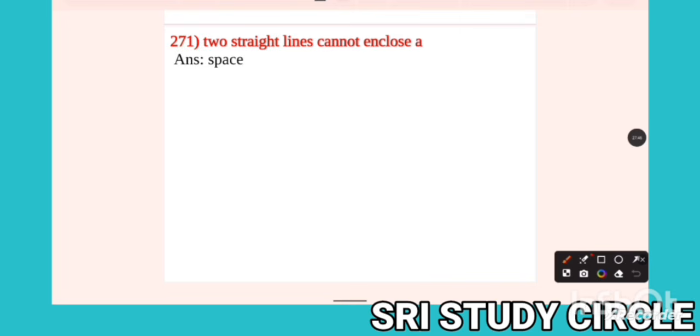Two straight lines cannot enclose a space, because a straight line is endlessly produced in two directions.